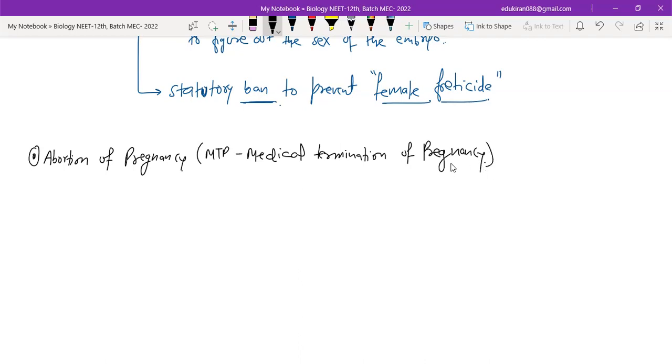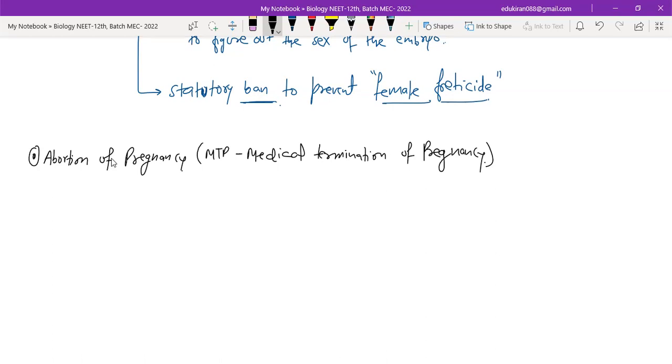Now, about medical termination of pregnancy, it can also be helpful. So MTP is not always wrong, just like amniocentesis. Sometimes it is necessary to abort a pregnancy, right? Under what situations do you think medical termination of pregnancy should be allowed? Anyone?